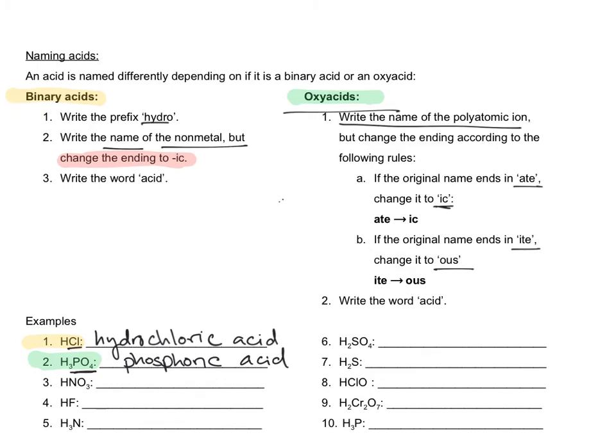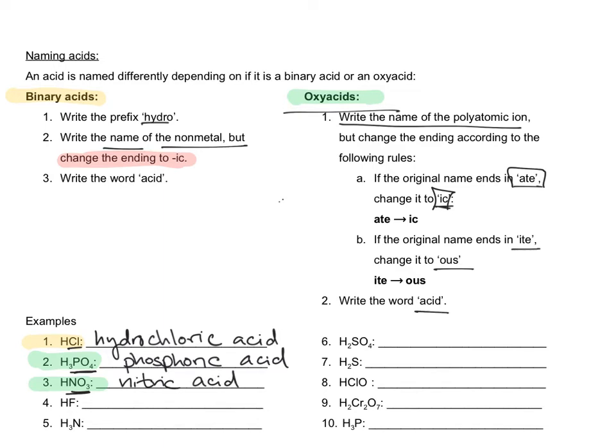Let's do another example that doesn't have an exception in it. Let's look at number 3. Number 3 is HNO3. That is an oxyacid because it's got more than 2 elements in it. And we'll do the same rules. We write the name of the polyatomic ion, but change the ending. This polyatomic ion, NO3, is nitrate. Ate is going to turn to ic. So nitrate will become nitric. And then we write the word acid on the end.